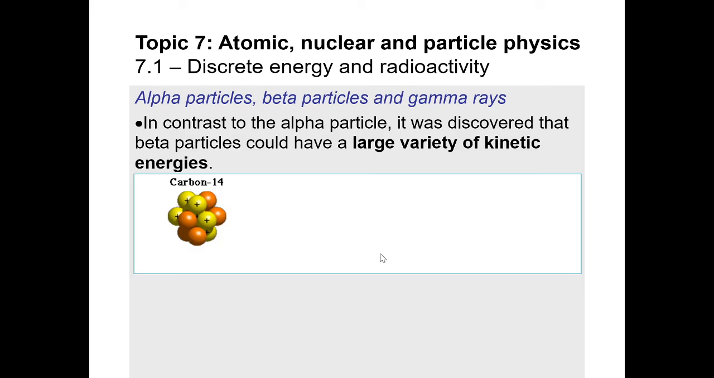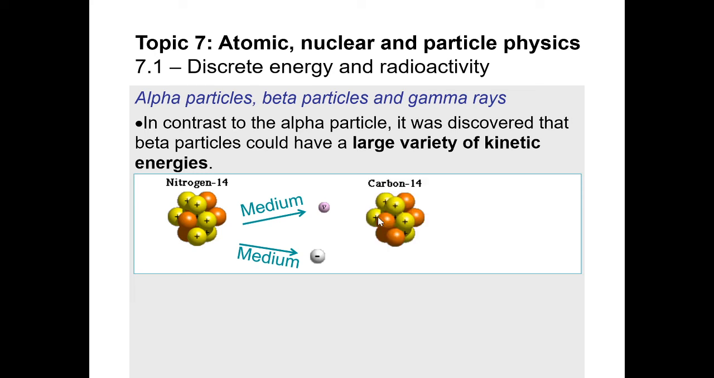Now, in contrast to the alpha particle, it was discovered that beta particles could have a large variety of kinetic energies. So, for example, when carbon-14 spontaneously decays into nitrogen-14 and releases an antineutrino and an electron, they might have the same kinetic energy, a medium kinetic energy, and move off with some speed. Carbon-14 could also decay into nitrogen-14, where the electron that is emitted is very fast and the antineutrino is very slow. There could be any sort of combination here.